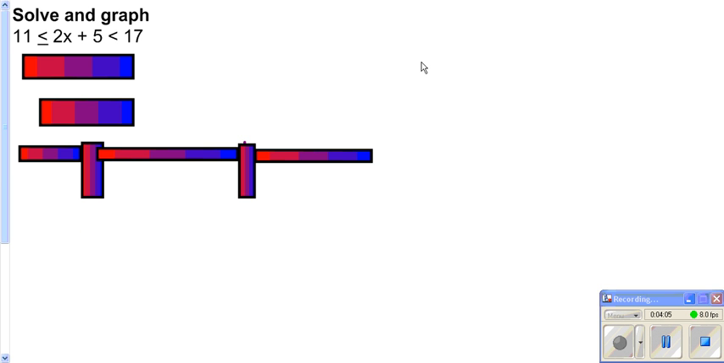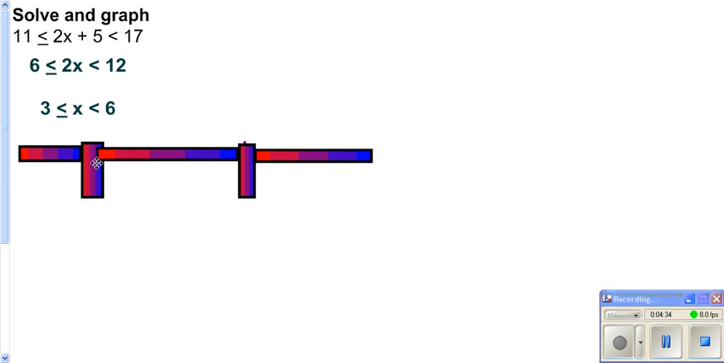Let's go ahead and do this one here quickly. We'll subtract 5 from all three parts. Sorry about that, we're having some issues. There we have it. We subtract 5 from all the parts. Now we need to get rid of the 2 by dividing everything by 2. Then we need to look at all the numbers between 3 and 6. At 3, we need a closed circle. At 6, we need an open circle because there's no equal to. We're looking at x being between those two, so you want to shade in between them.